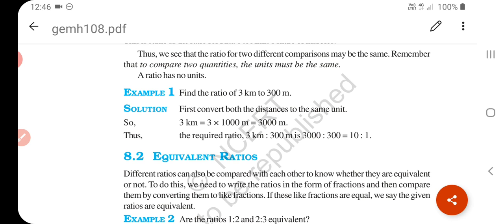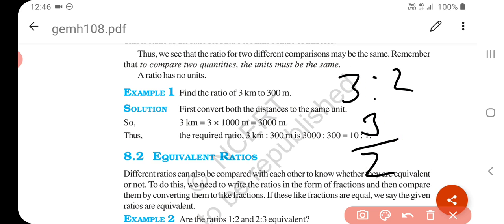So we can write 3:2 as 3/2. Okay, understand? And if these fractions are equal, then they are equivalent ratios. Two ratios that have the same value are equivalent ratios.